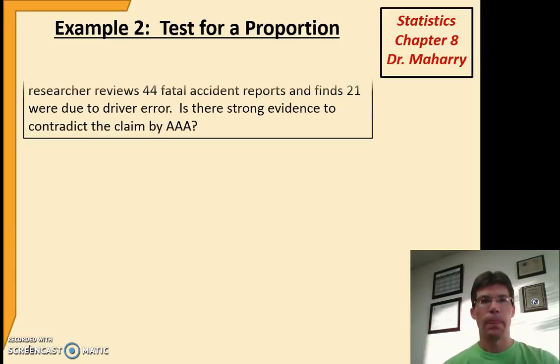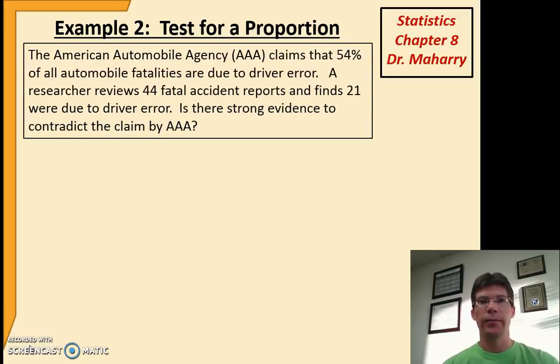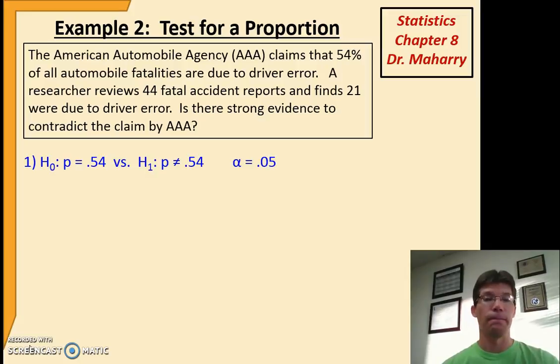Second example. This one is from AAA. AAA claims that 54% of all automobile fatalities are due to driver error. So a researcher reviews 44 fatal accident reports, and of these 21 were due to driver error. So is there strong evidence to contradict this claim? So the claim here is 54%. AAA claims 54% of all fatalities are due to driver error.